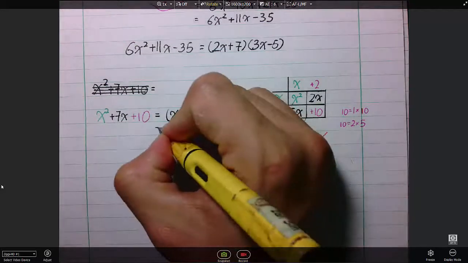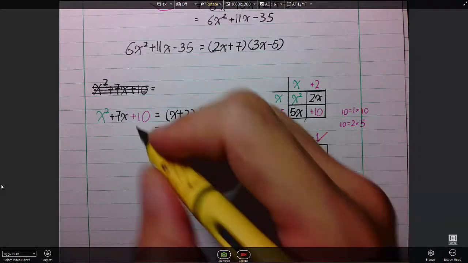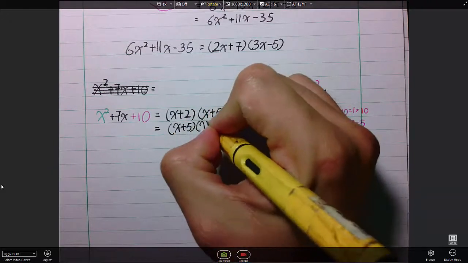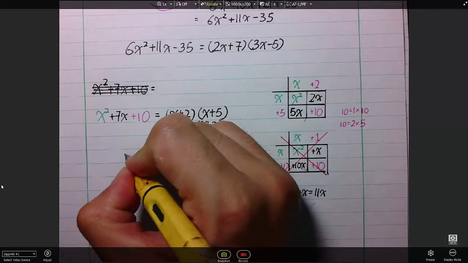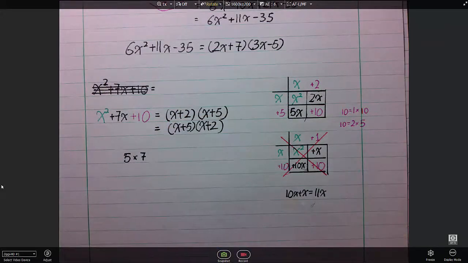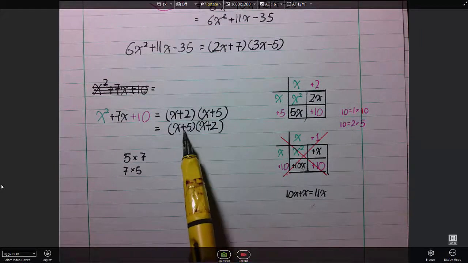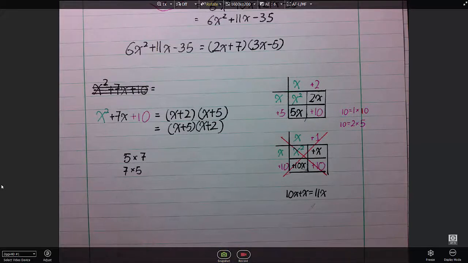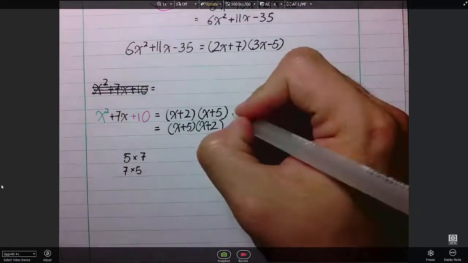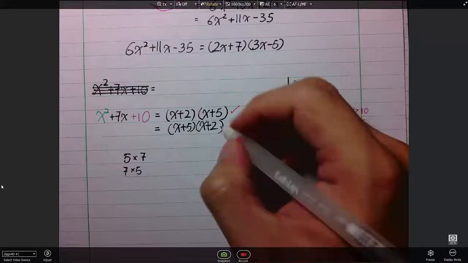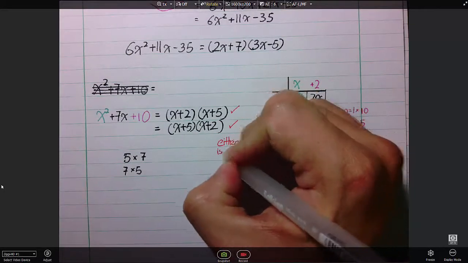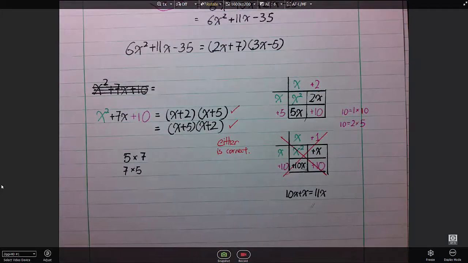Also, if you notice, x plus 2, x plus 5, if you had written it the other way around, x plus 5 and x plus 2, your answer is still correct. As I've discussed before in class, 5 times 7 is the same as writing 7 times 5. That is why if you write x plus 5 times x plus 2, it is like switching them over, and it is still the same answer. Both of these answers are correct, so there is no cause for worry. Do not write both, either is correct. And that concludes my first part of the factorization of a quadratic expression.